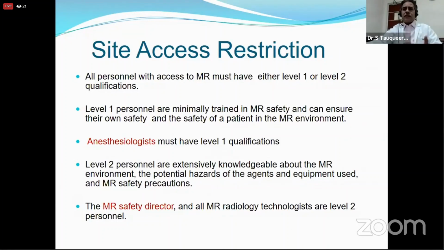So we propose two kinds of trained personnel, level 1 personnel and level 2 personnel. Level 1 personnel are minimally trained in MRI. Anybody who is working in the hospital, healthcare workers, or even our back-end workers like IT persons or engineering persons, should have level 1 training. What I propose is that everybody in the hospital should be given this kind of training so that we are able to avoid catastrophic and hazardous complications.